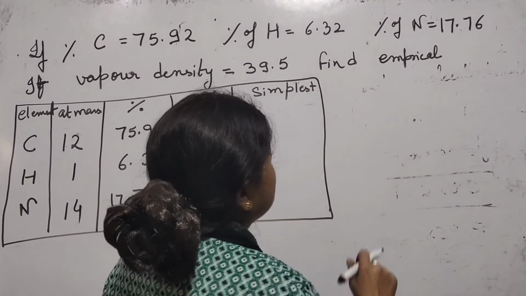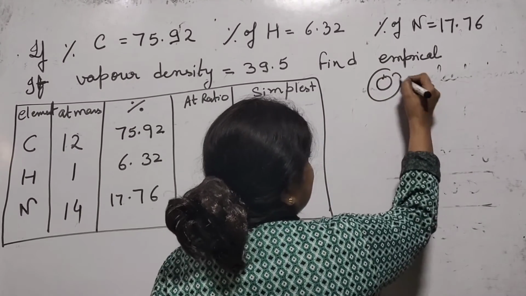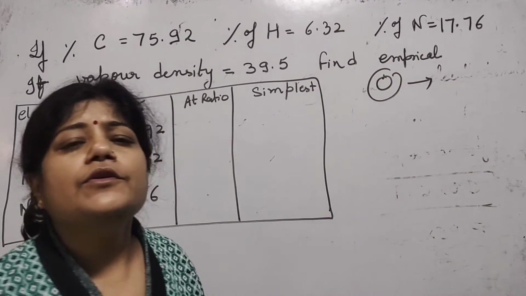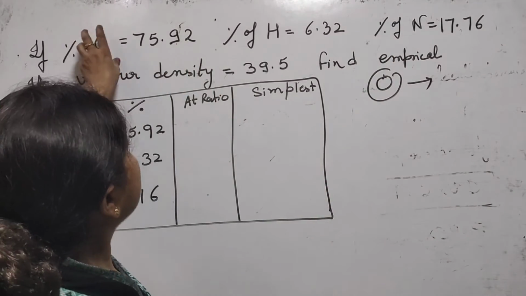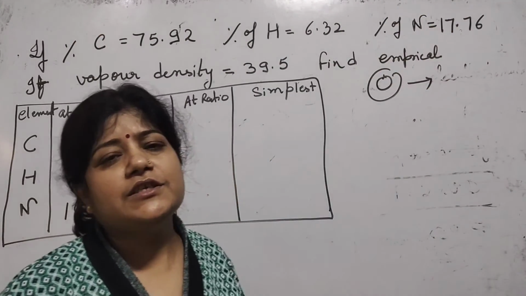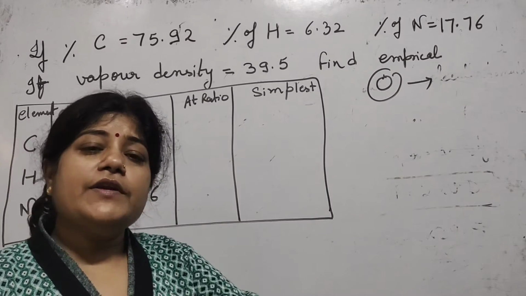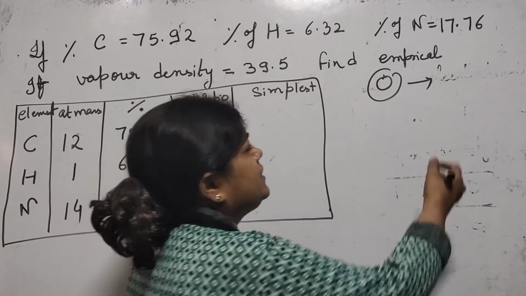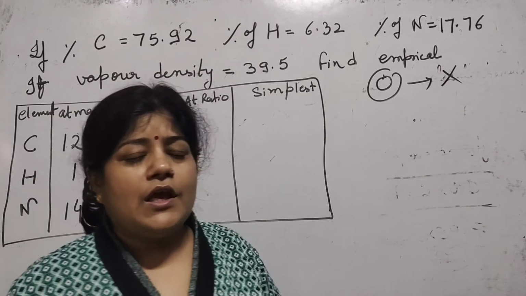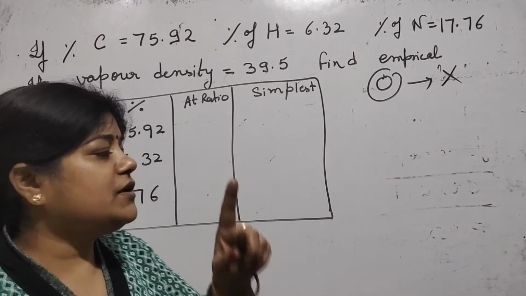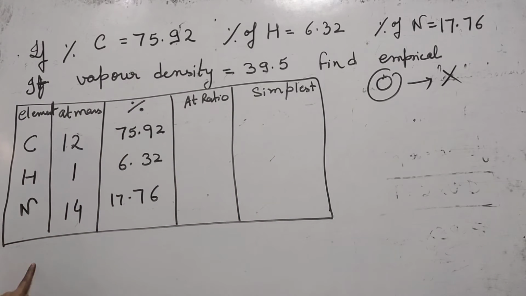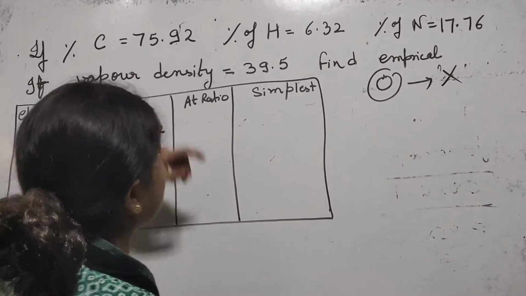And whether oxygen is present in this element or not, for that you have to sum up all the percentages given in your question. If it is equal to 100%, then there is no oxygen. If it is not equal to 100%, we also write over here percentage of oxygen. Now we find it out.